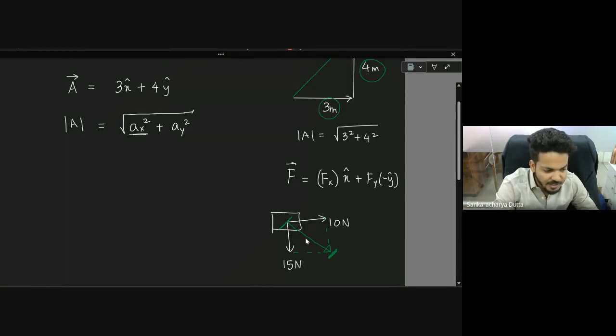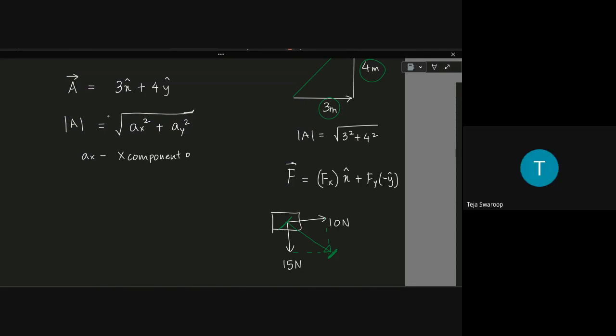If I write it in a general format where everybody can use it for future use, it is this: under root of ax square plus ay square, where ax is the x component of the vector a and ay is the y component of the vector a. Does this clear your doubt? Yes, sir. Okay.